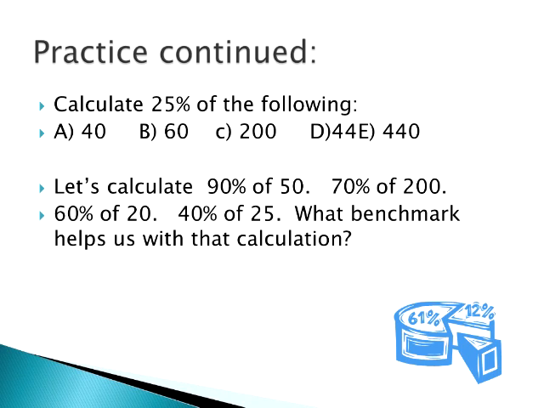All right. So the next one was 200, and 25% of 200 is 50. And then D for 44. Any thoughts on that? No?